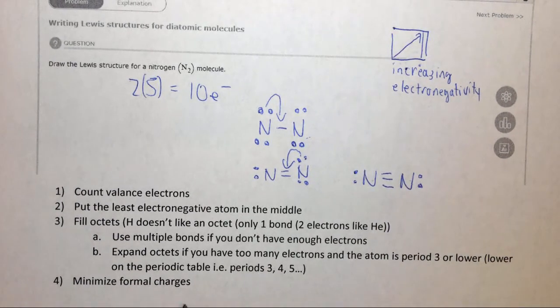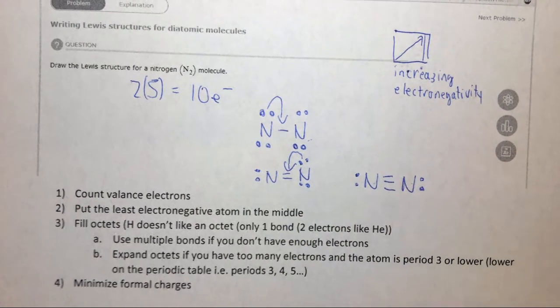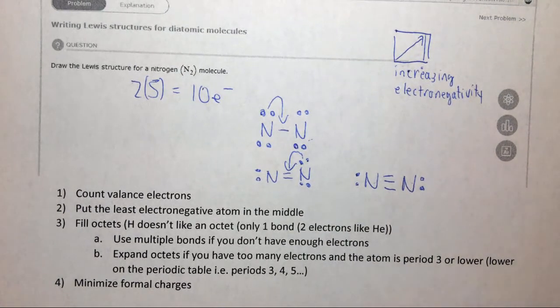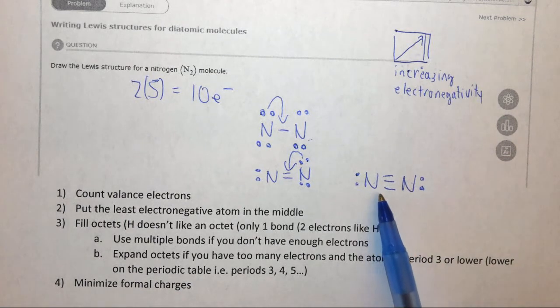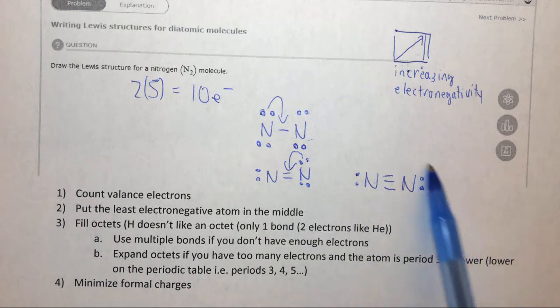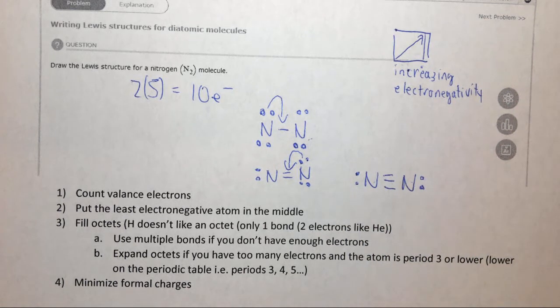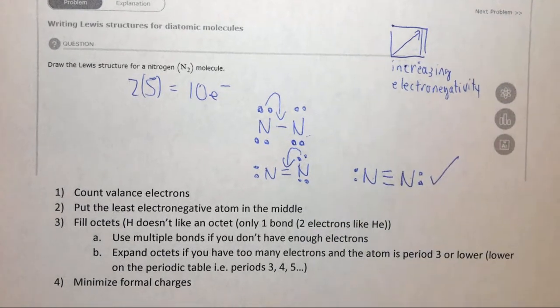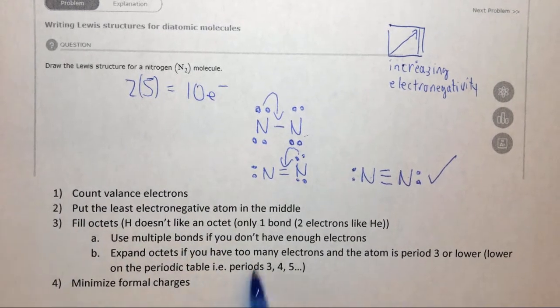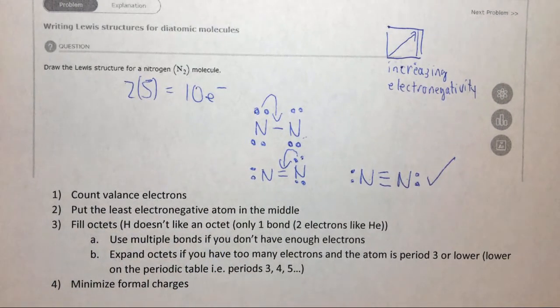Minimal formal charges are formal charges of 0. +1 sometimes is okay, -1 sometimes is okay. Once you start to get to +2, -2, those aren't very stable at all. So we want to get them as close to 0 as possible. In this case, the formal charges are all 0. So this is the best Lewis structure using this strategy to determine the Lewis structures.